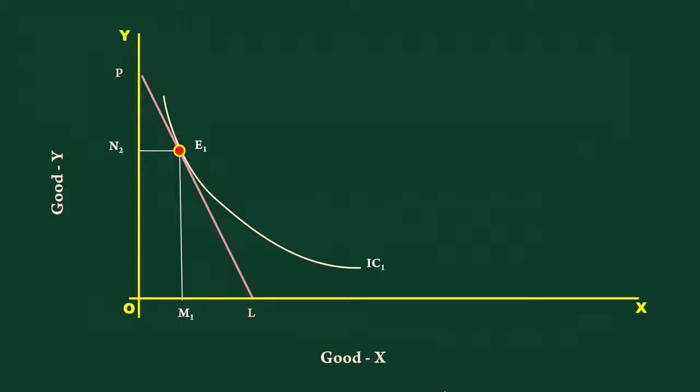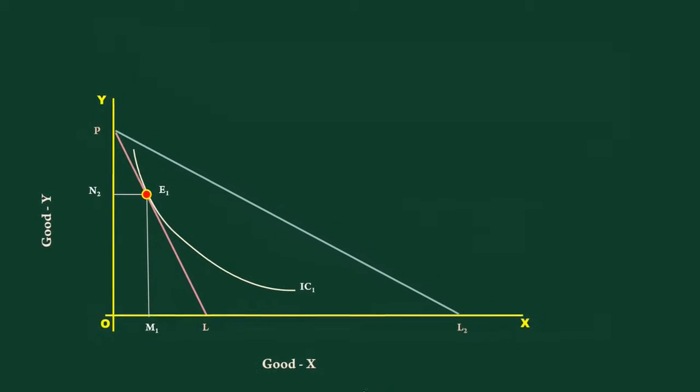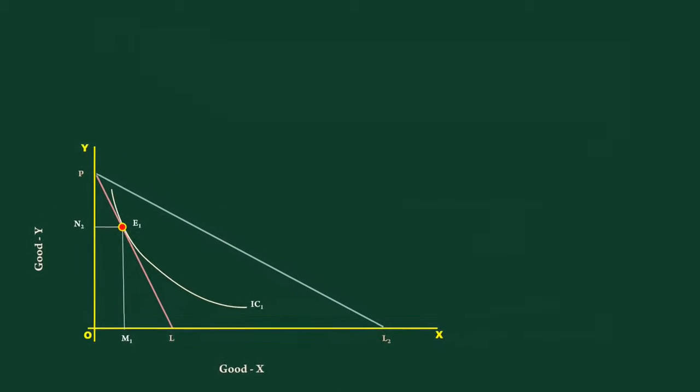The income of the consumer and the price of good Y remaining constant, there is a fall in the price of good X. The price line rotates in the anti-clockwise direction and becomes PL2. The new price line is relatively flat. It reflects the relative cheapness of good X. You know very well, a change in price brings out a change in the slope of the price line.